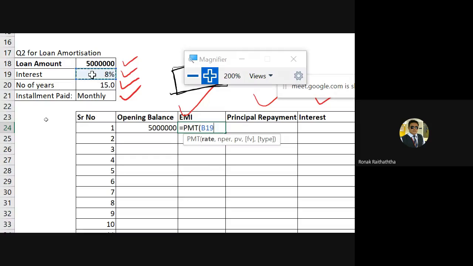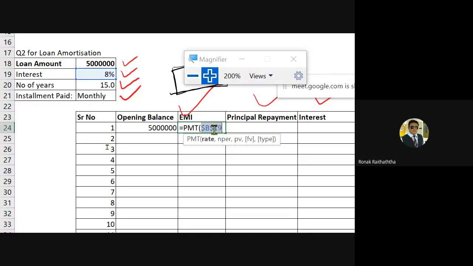May I have the answer of all the students? Divide by 12. Absolutely correct. Now see, B19 should not be changed. B19 shall be there in each and every formula we insert. So what I'll do is, I'll fix it. I'll insert the dollar sign in between.